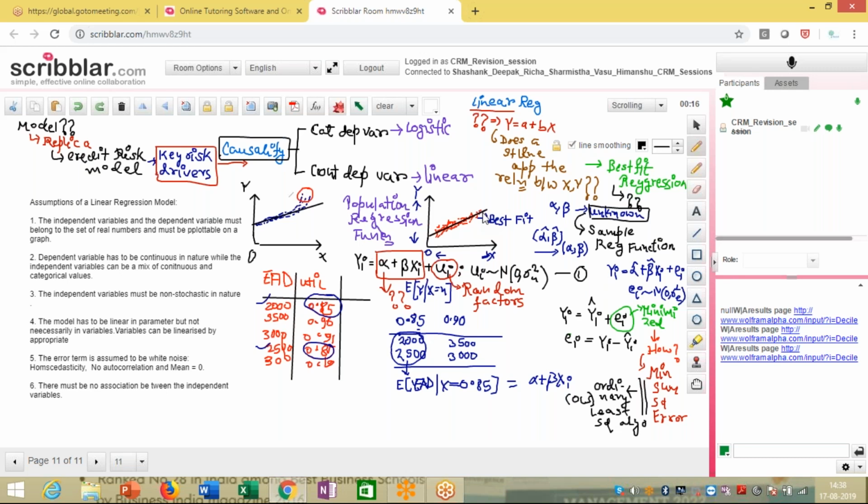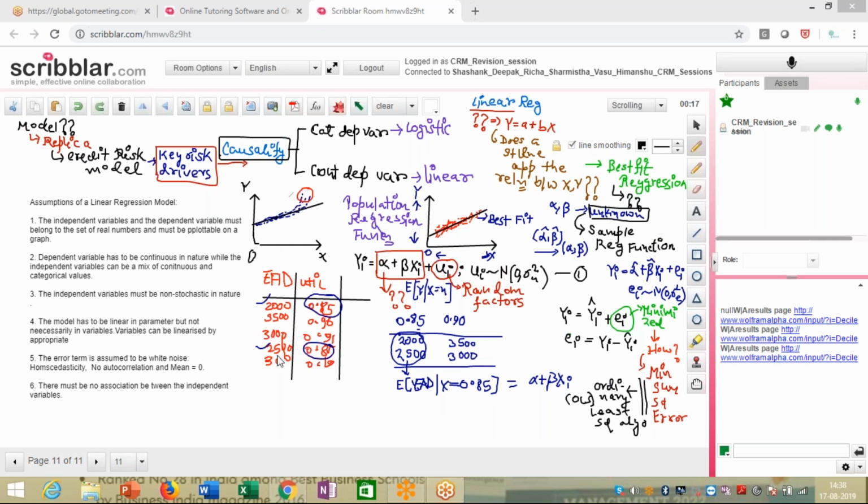Tanmay, when we say that the variable should be non-stochastic in nature, what exactly does it imply? Okay, I was just about to come to that. In the last class, we had discussed this part. You remember this explanation, Akhilesh? Yes, Tanmay. Okay, I'll just recoin the example once again.